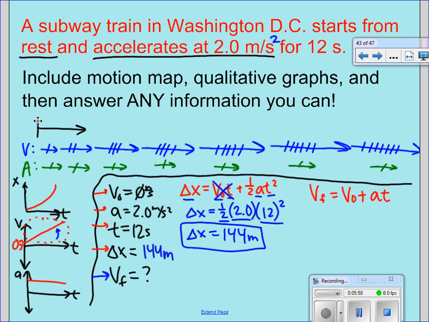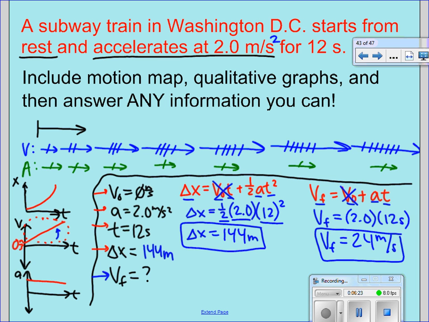My final velocity is what I'm solving for. I know initial, I know my acceleration, and I know my time. So V final equals, since initial velocity is 0, that just goes away. So final velocity is equal to the acceleration, which is 2, times the time, which is 12 seconds. Times those out, and my final velocity after 12 seconds will be 24 meters per second. So notice this problem is a good review of everything we've learned.